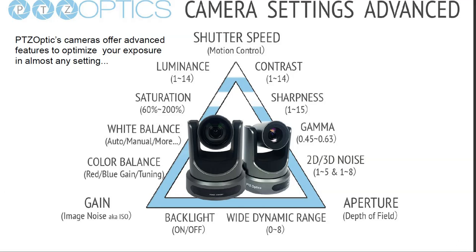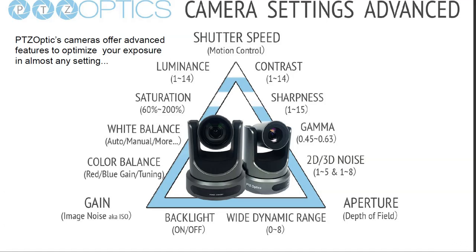We have wide dynamic range. What that does is allow the camera to compensate for two different lighting scenarios at the same time. So if you have backlighting problems, the camera will make sure that it's looking for a foreground and a background and compensate for both. And you have 0 to 8 selections there.